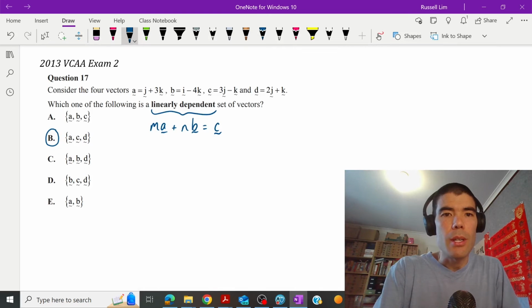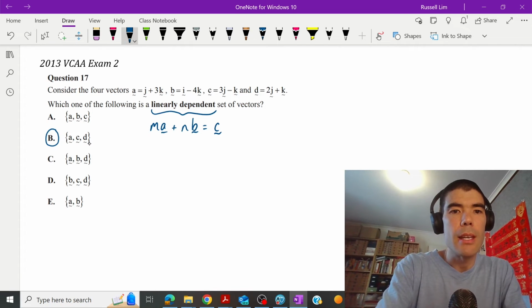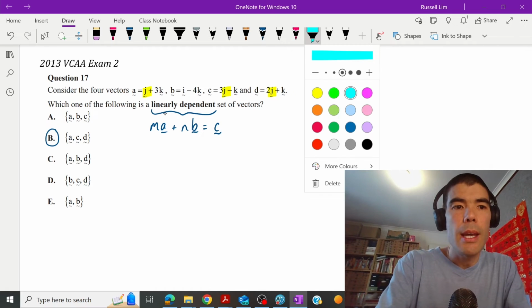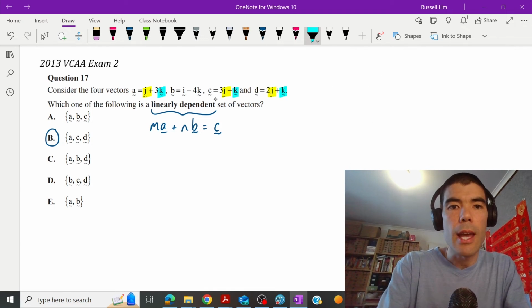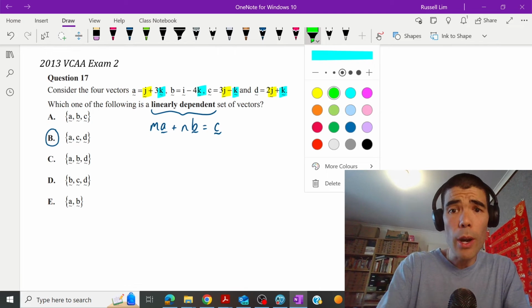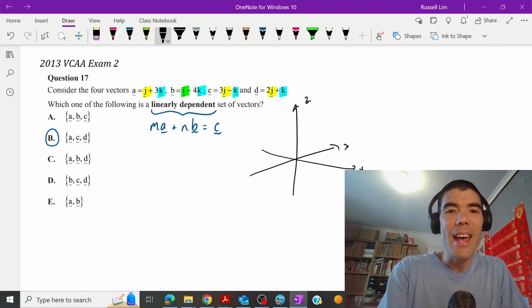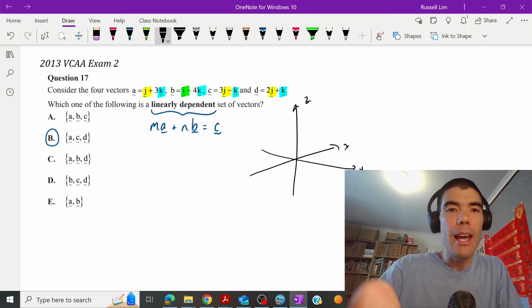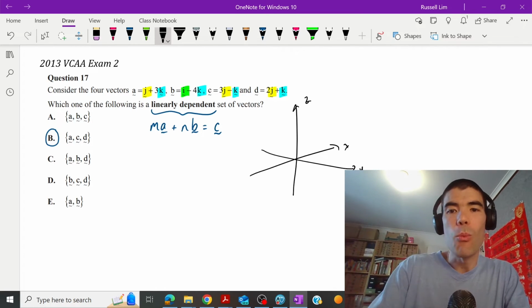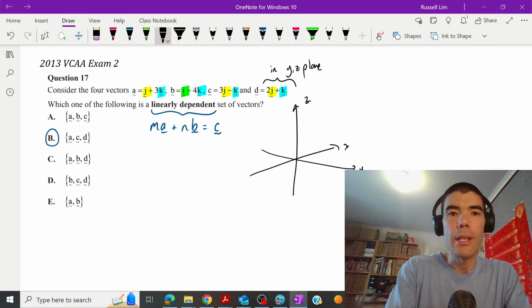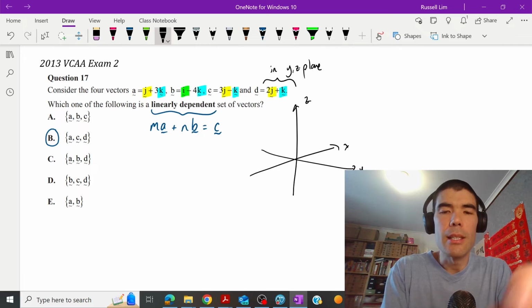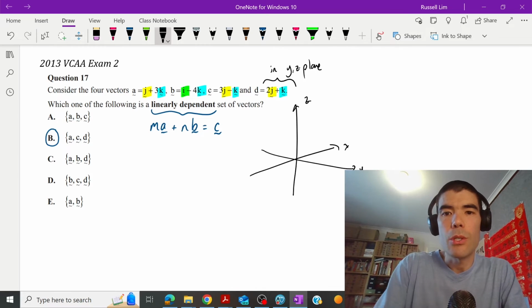All right, so the clever way to actually realize that A, C, and D are linearly dependent is to notice that A, C, and D only have j and k components, whereas vector B has an i component. A, C, and D only have j and k components, meaning that they're all in the YZ plane. Whereas vector B, which has an i component and a k component, is going to be in the XZ plane. It's a little bit hard to draw planes on a 2D axis, but let me try.